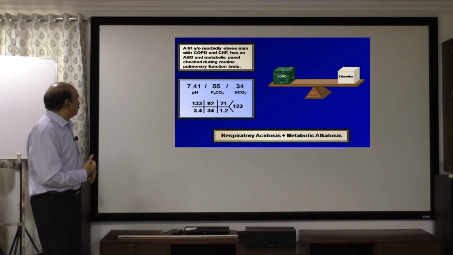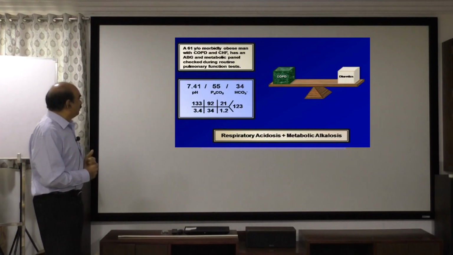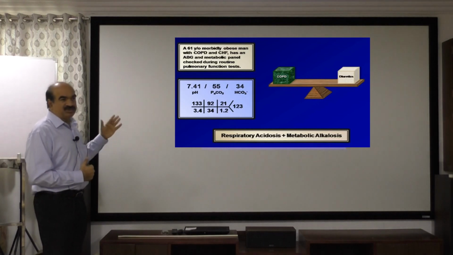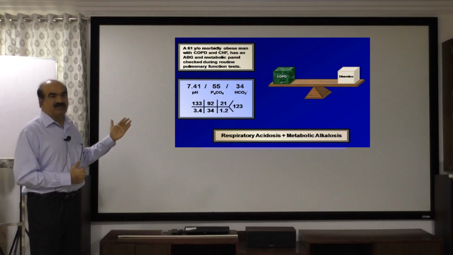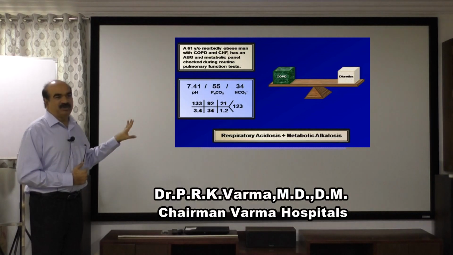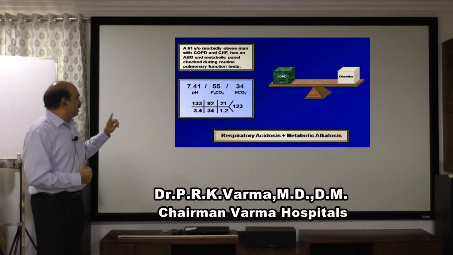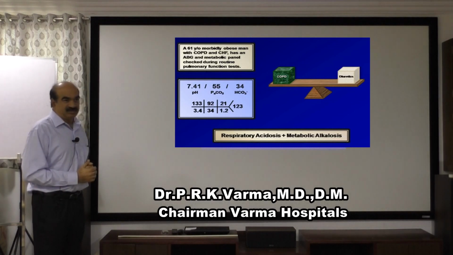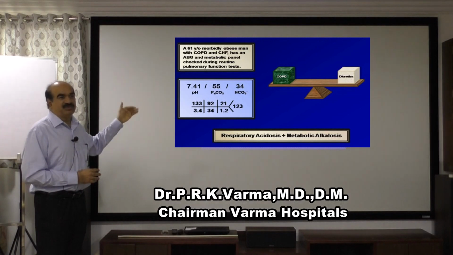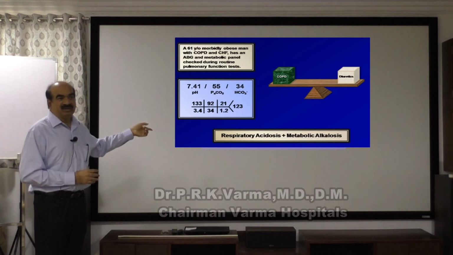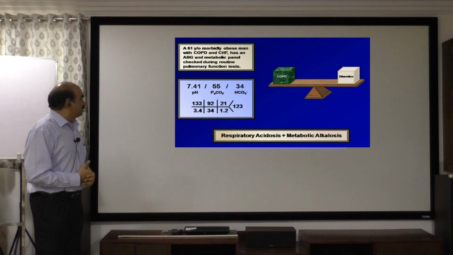pH is 7.41, PaCO2 55, bicarb 34. So bicarb 34 means metabolic alkalosis. With 34, how much CO2 do we expect? 34 plus 15. For metabolic alkalosis, add 15 to bicarb. 34 plus 15 is 49. Expected CO2 is 49, but in this case CO2 is 55, which means there is additional respiratory acidosis.